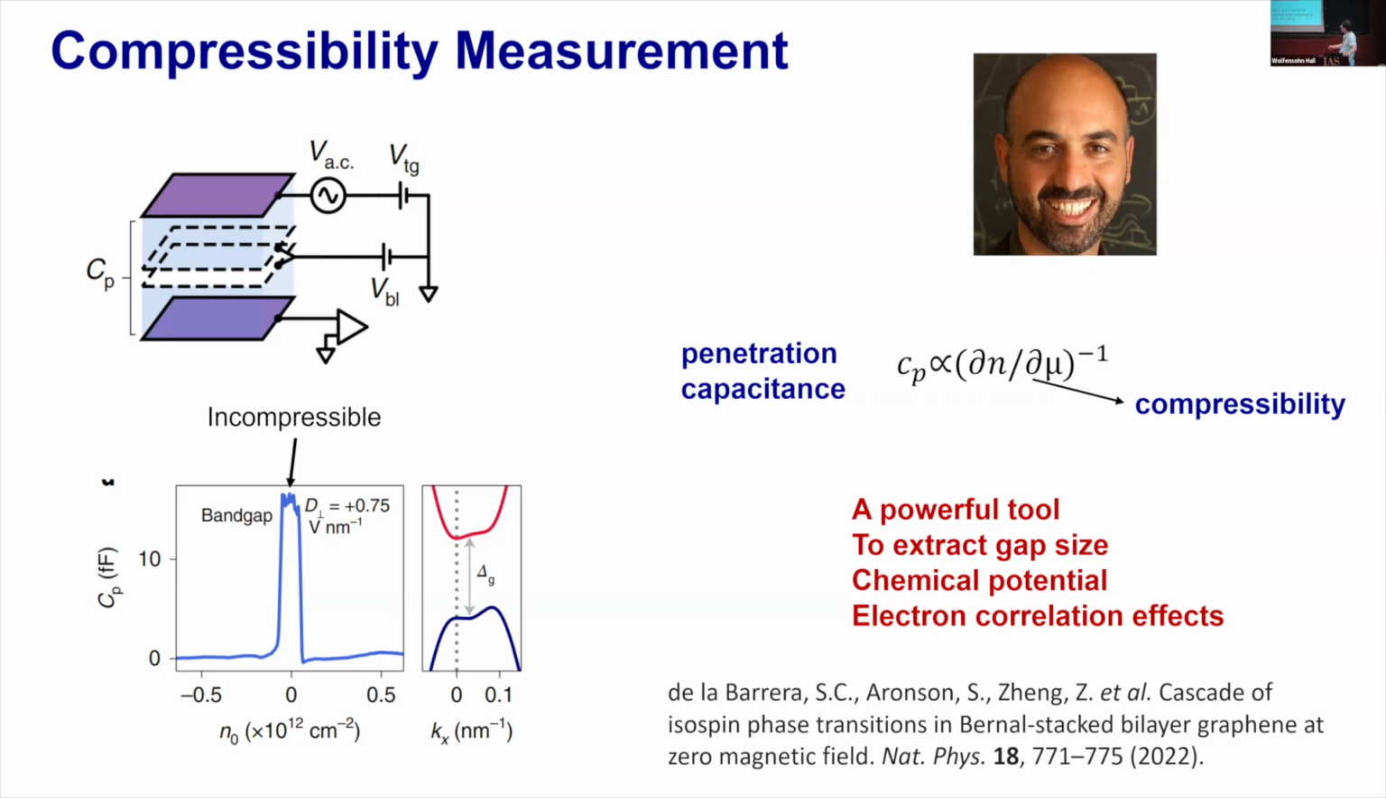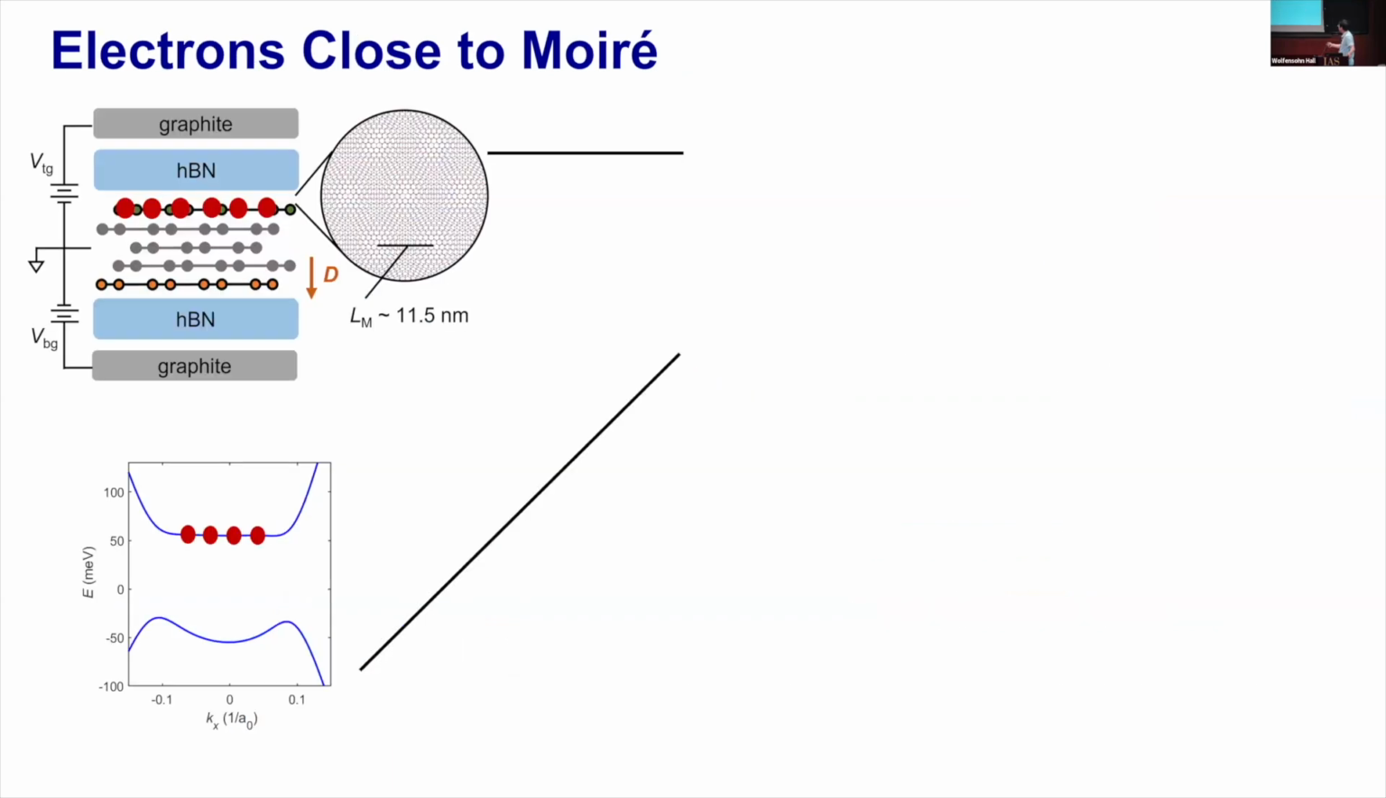So we want to apply the same technique to this pentalayer graphene HBN Moiré superlattice system and measure the electron compressibility. Basically, the penetration capacitance is proportional to the inverse of the compressibility. We want to use this tool to provide information that you cannot obtain from in-plane DC transport. You can quantify the gap size, and how the chemical potential changes as a function of doping, things like that. And this is what we got.